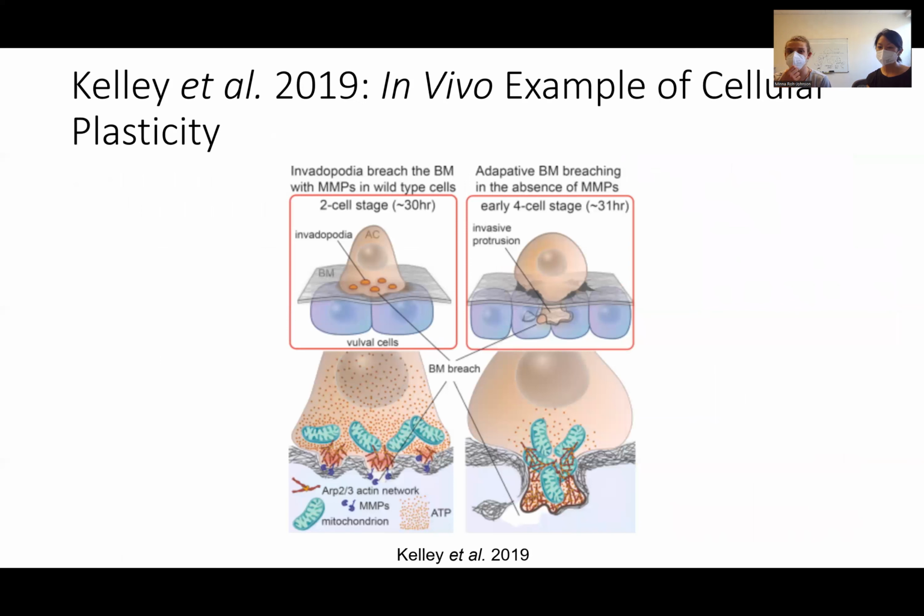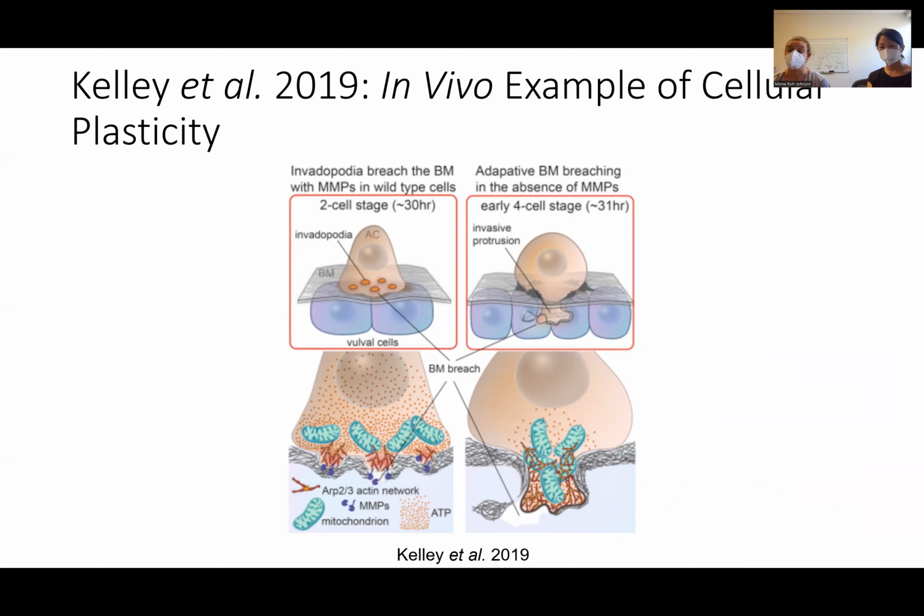Yeah, and so in case you haven't read the paper yet and you're going through the background first, we're not going to ruin exactly what happens in this paper, but Kelly et al. really is a great example of some of the stuff we've talked about, which is the idea of cellular plasticity for this specific process and what happens, for example, in an animal that can't use matrix metalloproteinases or can't use degradation of the ECM to break through to that next cell layer, right?